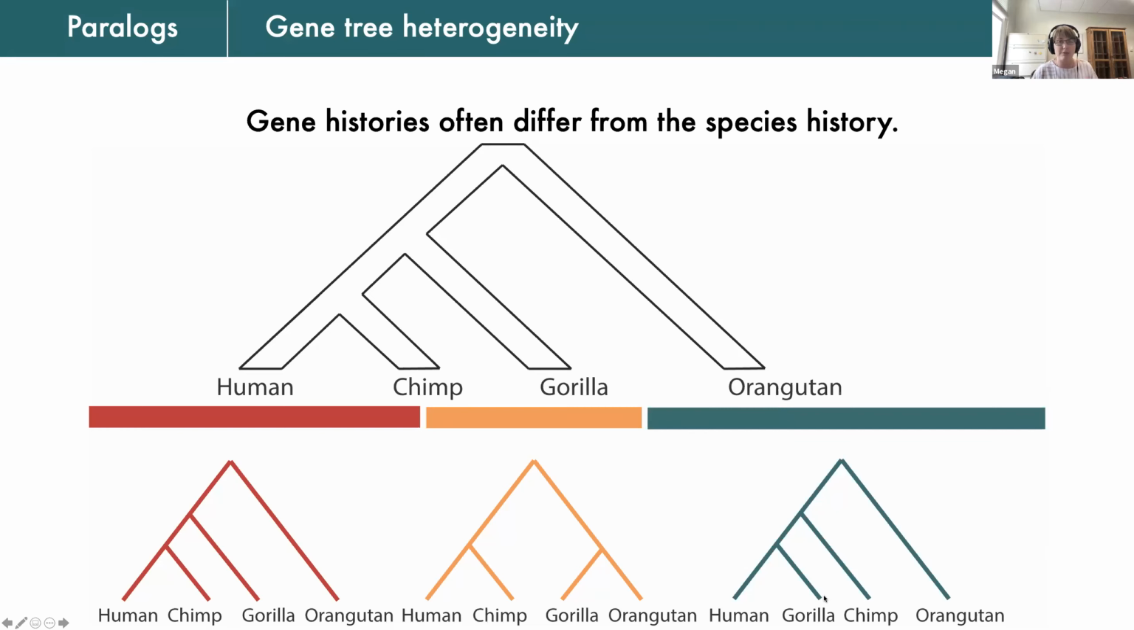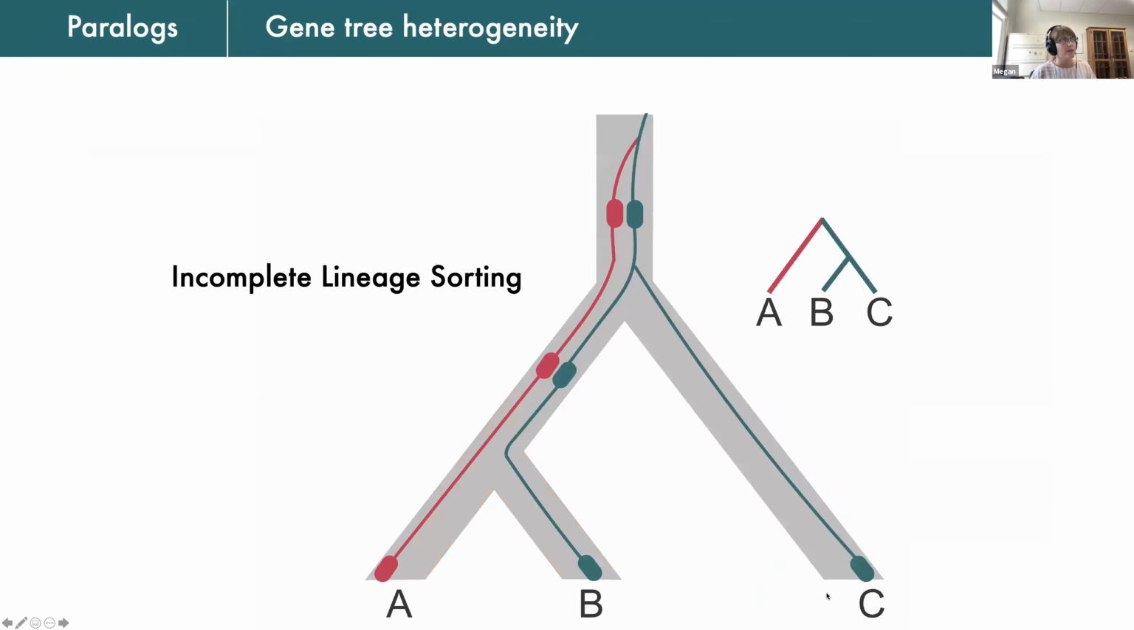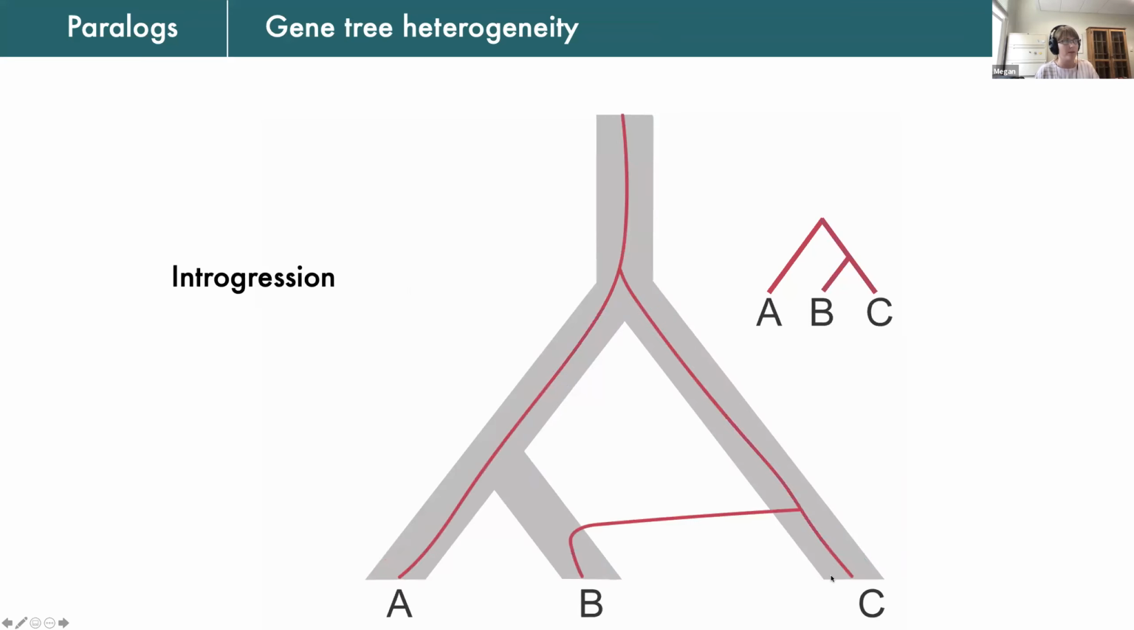Gene histories can differ from the species history for many reasons. It could be due to incomplete lineage sorting. This is a process where polymorphism in an ancestral population leads to different species inheriting different versions of this gene, with histories that don't match the species history. So in this case, in our gene tree, B and C will be sister species, even though those aren't the species relationships. Introgression can lead to discordance. In this case, introgression between B and C leads to a gene tree where B and C are sister species.